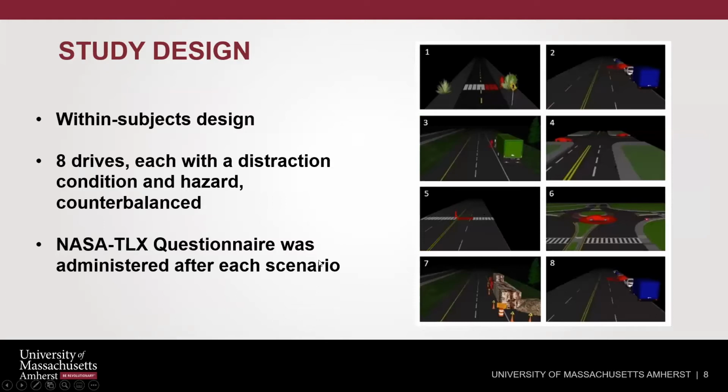The study was a within-subject design. There were 8 drives featuring 8 different hazards: a pedestrian crossing the roadway, a car pulling out from a parked position, a person obscured in front of a parked truck, cross traffic, a pedestrian in the middle of the roadway, a roundabout, a construction zone, and another car that was pulling out of a driveway, not from a parked position, but out from an obscured driveway. The distraction condition, the hazard, and the order of the hazards presented were counterbalanced.